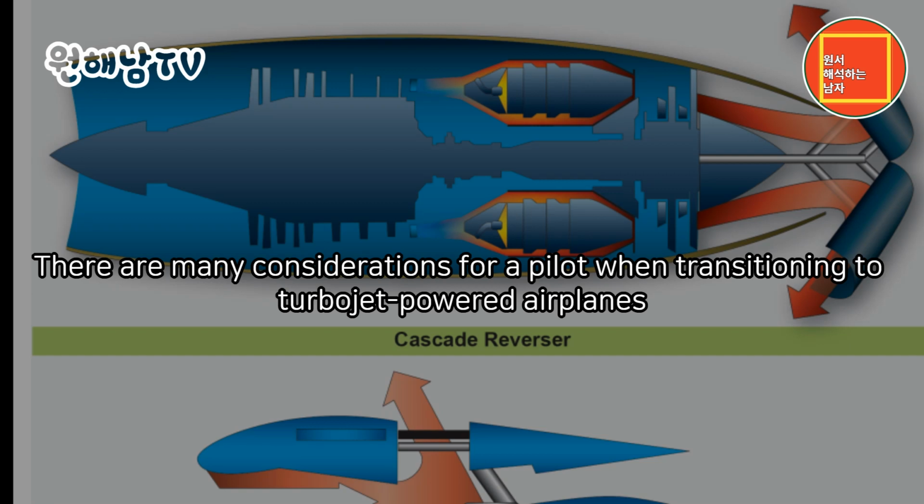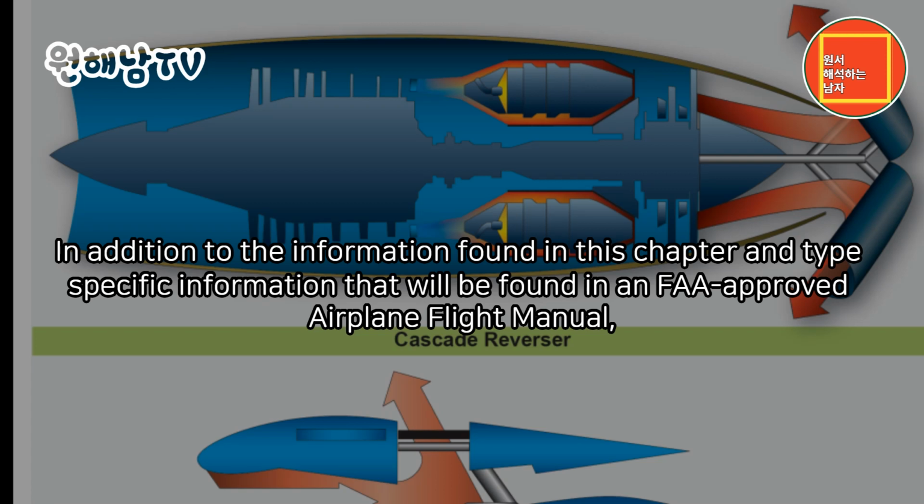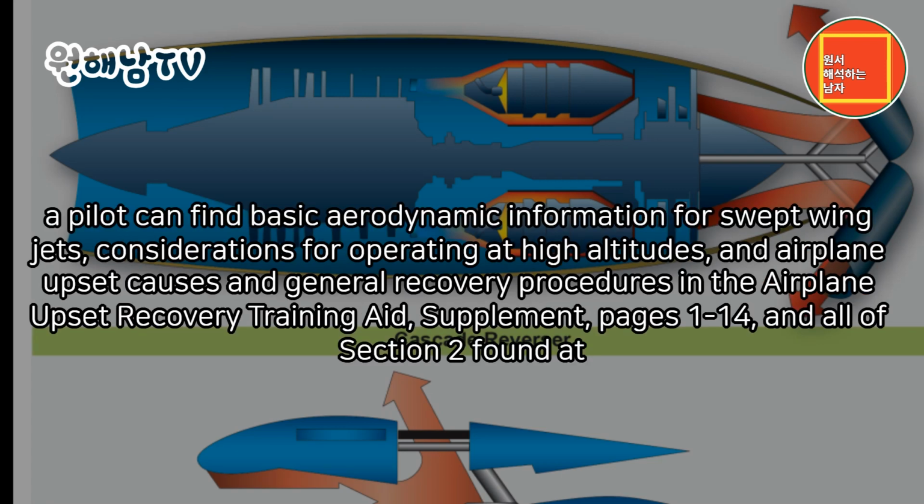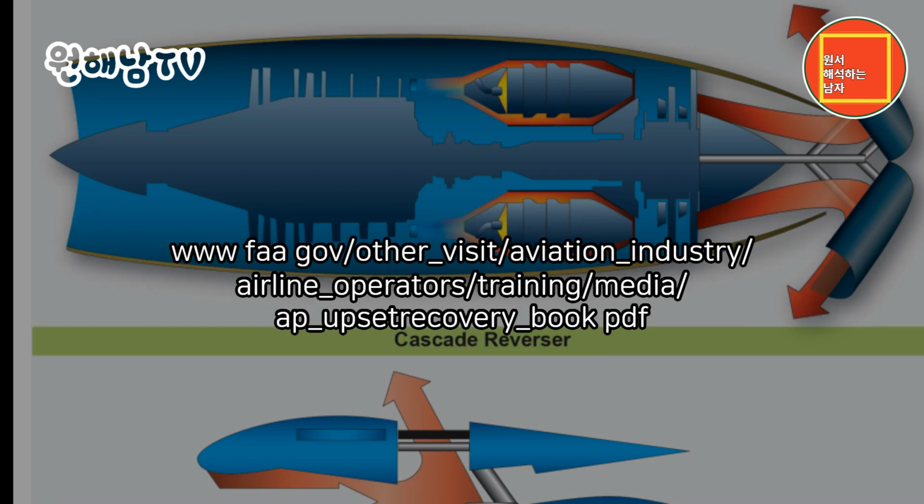There are many considerations for a pilot when transitioning to turbojet-powered airplanes. In addition to the information found in this chapter and type-specific information that will be found in an FAA-approved airplane flight manual, a pilot can find basic aerodynamic information for swept-wing jets, considerations for operating at high altitudes, and airplane upset causes and general recovery procedures in the Airplane Upset Recovery Training Aid, Supplement, pages 1 to 14, and all of Section 2 found at www.faa.gov. Aviation Industry Airline Operators Training Media Upset Recovery Book PDF.